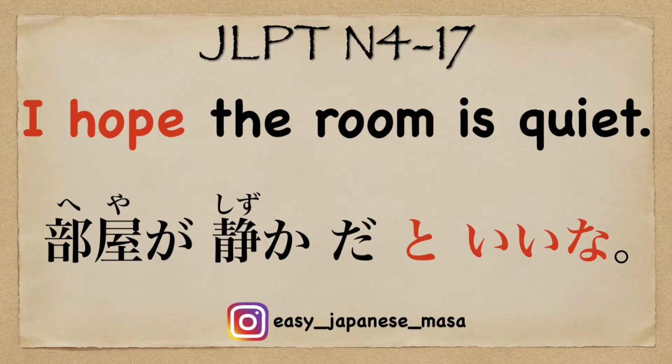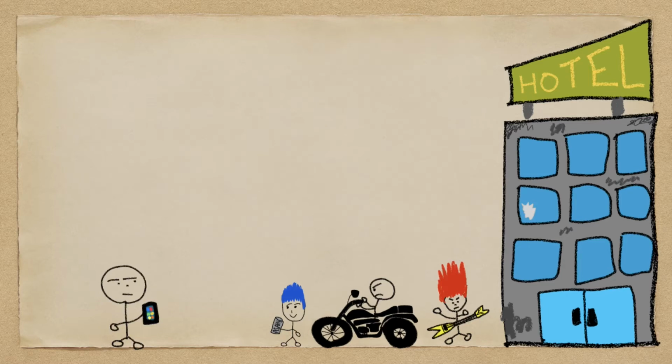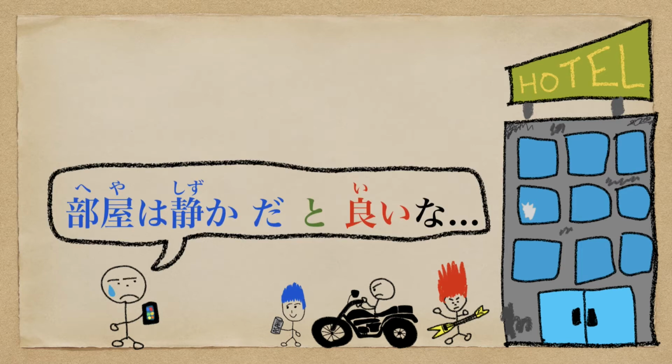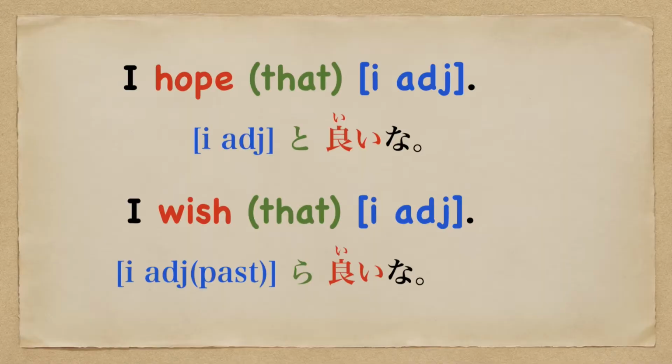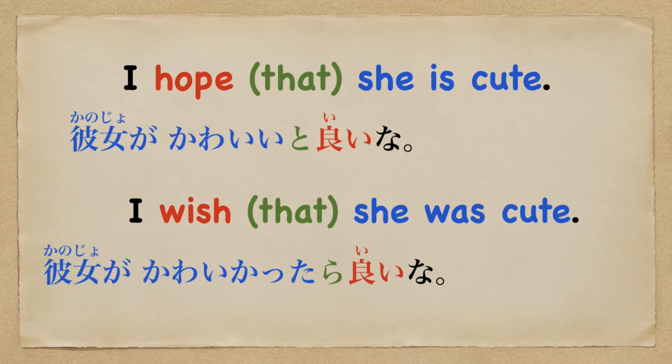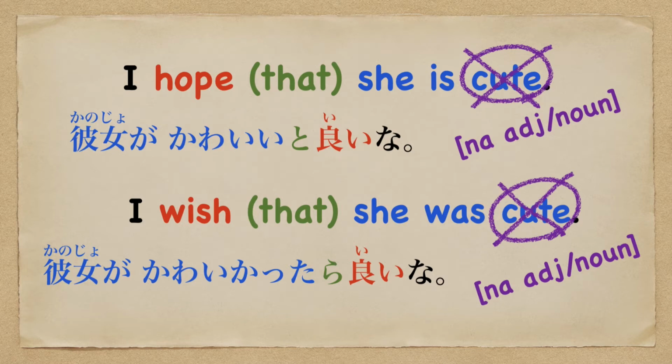Lesson 17. I hope the room is quiet. Apparently, this is my hotel. 部屋は静かだといいな。You've learned those rules with my previous video. I hope she's cute. 彼女が可愛いといいな。I wish she was cute. 彼女が可愛かったらいいな。Cute. 可愛い is an e adjective. I'll teach you about na adjective and noun in this lesson.